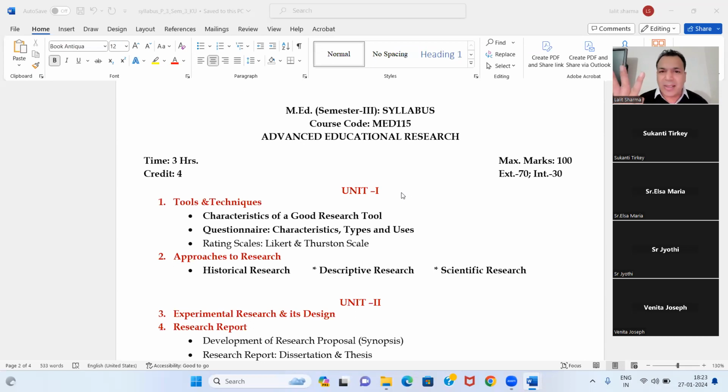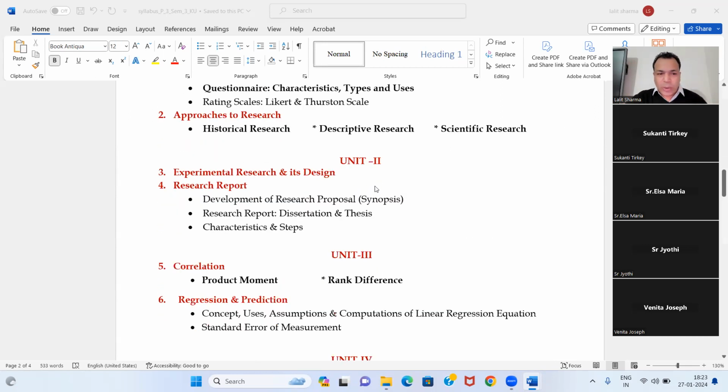There are only three methods in our syllabus. Three methods of research in M.Ed semester third. What are the names of the methods? Historical method, descriptive method, and experimental method or scientific research. This is called method. In unit 2, what are the contents? Experimental research and its design.